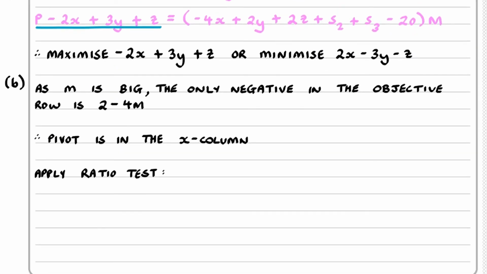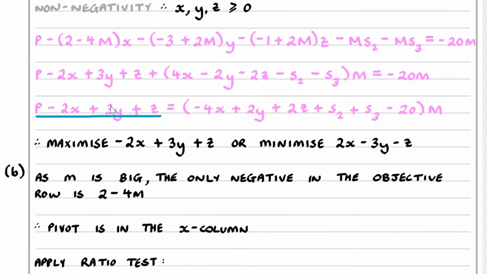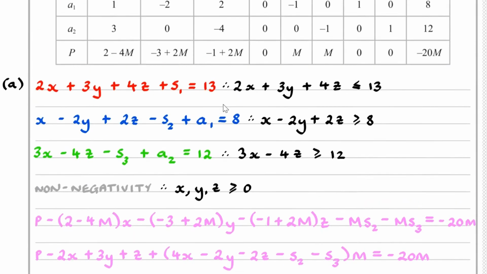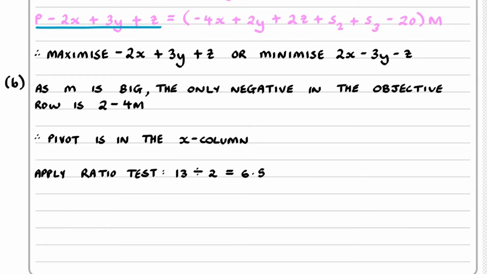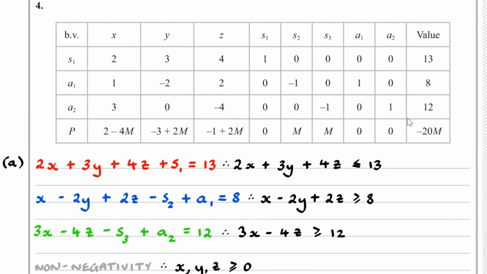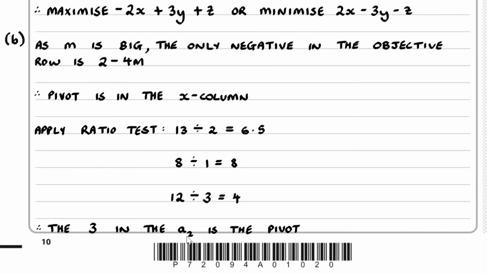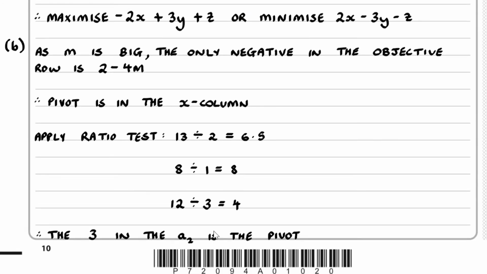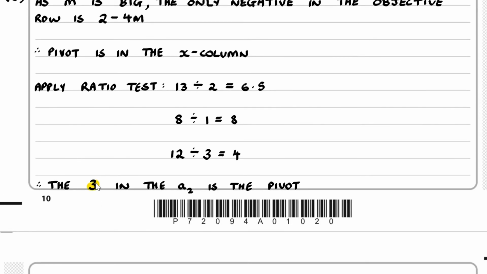So now if I apply the ratio test, well, in the S1 row, I've got 13 divided by 2, which is 6.5. In the A1 row, I've got 8 divided by 1, which is 8. And in the A2 row, I've got 12 divided by 3, which is 4. So what that means is the 3 in the A2 row is the pivot.